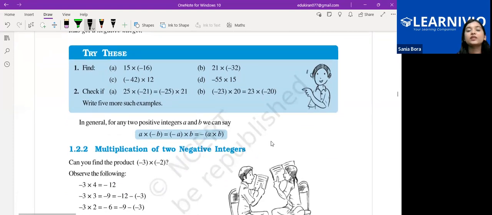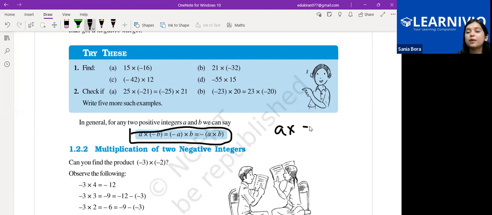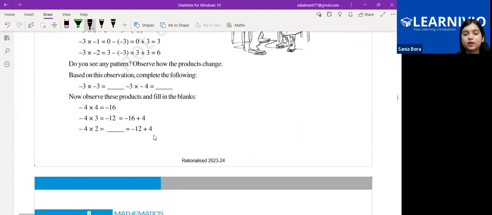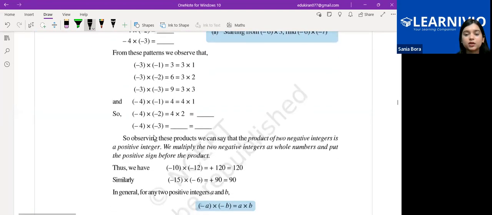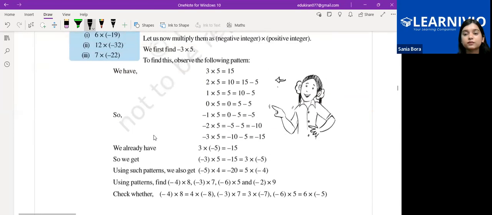Okay. Now one thing you have to remember, two positive integers like this. For any two positive integers, for example, I wrote a multiplied by minus b. I can even write it like this. You can put the sign here and multiply by b. This I already told you. You don't need to worry.